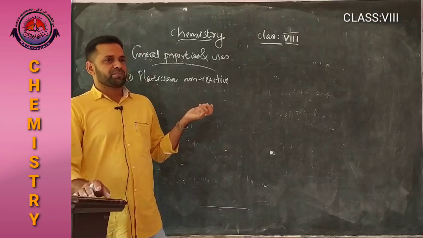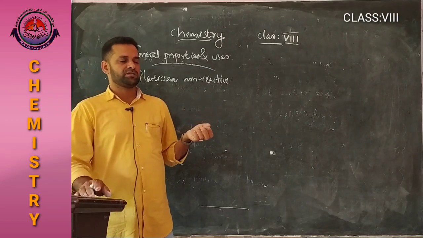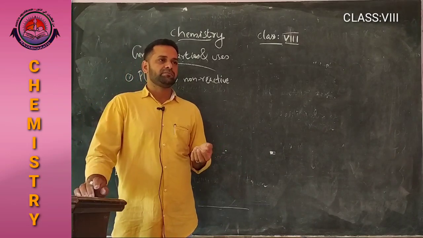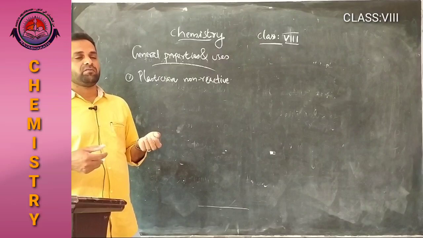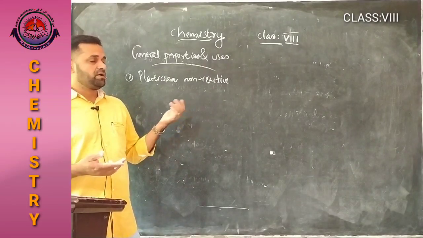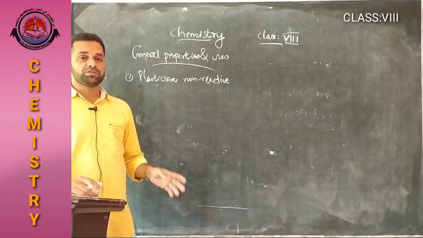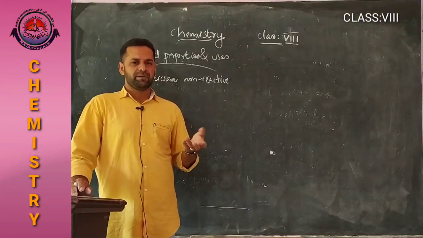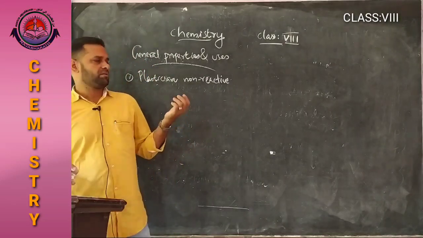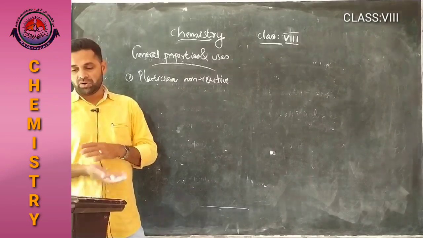That is why plastics are used for making different types of things. For example, they are used for making floor tiles, raincoats, soles of the shoes, and chappals, etc. Many things are made of plastics. Why? Because they are non-reactive.